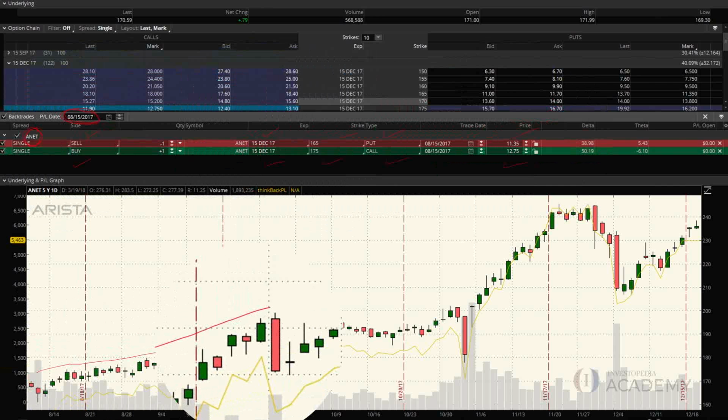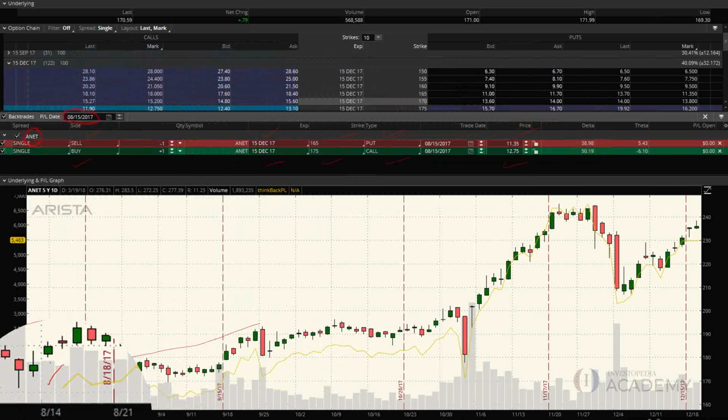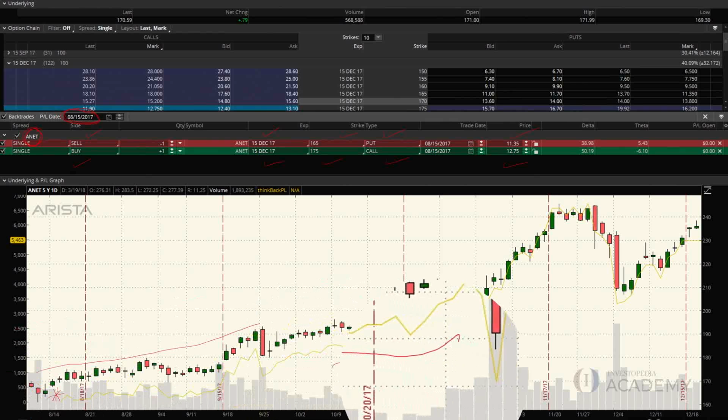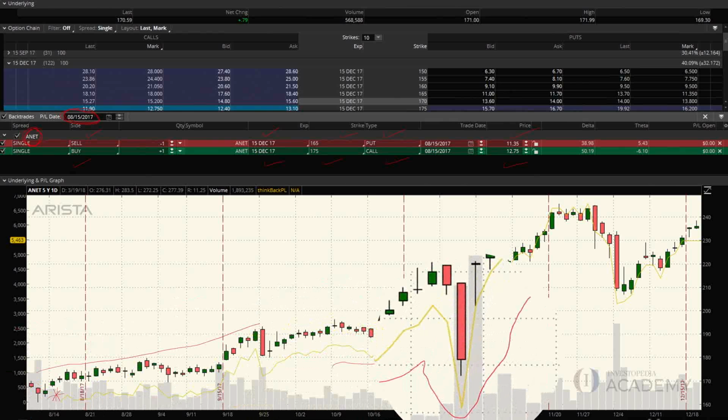So the stock is in an uptrend. You see right here, this is where our P&L starts as we put on this trade. And what do you notice? You notice that the P&L is tracking, it's simulating being long stock. So as the stock is going down, your structure is worth less. As the stock is going up, the structure is worth more. So that's what I mean when I say it simulates being long stock.